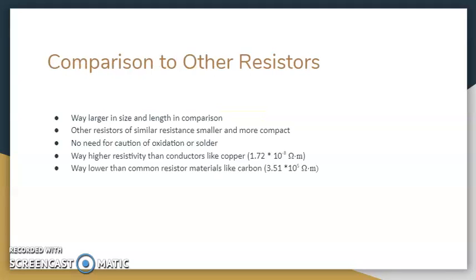In comparison to other resistors, ours was way larger in size and length, and other resistors of similar resistance were smaller and more compact. Those actual resistors don't have any need for caution about oxidation of the solder. And it's a way higher resistivity than conductors like copper, but way lower than common resistor materials like carbon.